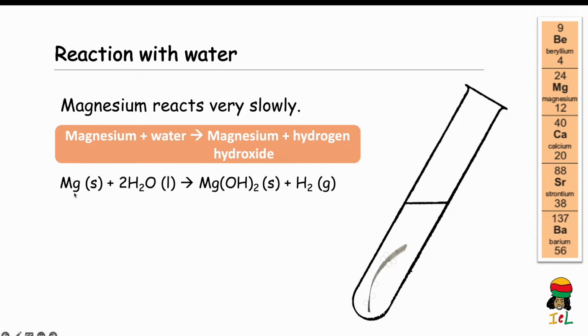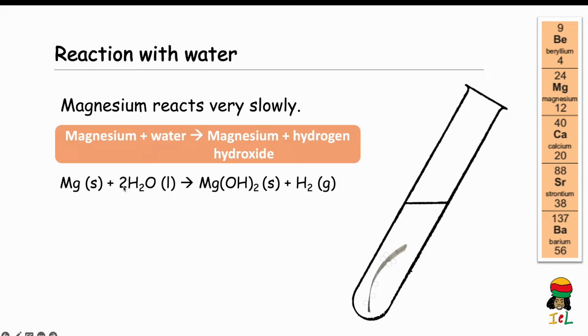So looking at it, we see that there's 1 magnesium on the left and there's only 1 magnesium on the right. There are 4 hydrogen atoms on either side of the equation. On the left, there are 4 in the water, 2 hydrogens times 2 gives 4 hydrogens. And on the right, we have 2 hydrogens in the hydroxide plus the 2 in the hydrogen gas, and that gives a total of 4 hydrogens on the right.